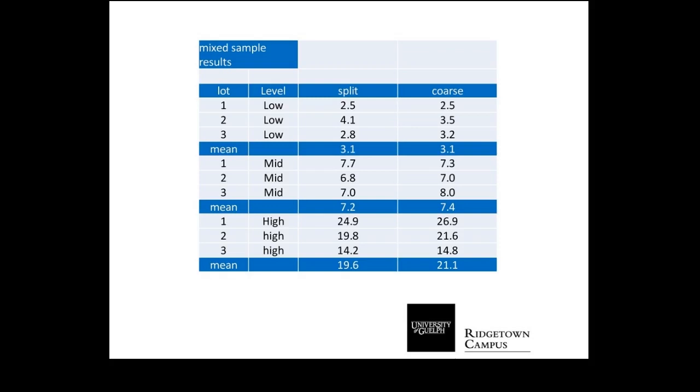And so we have very good agreement between the leftovers of the split samples and the coarsely ground samples. So 2.5 versus 2.5 parts per million, 4.1 versus 3.5, and on down the line. And what that tells us is that we did a really good job of selecting the sample. It was representative all the way around.